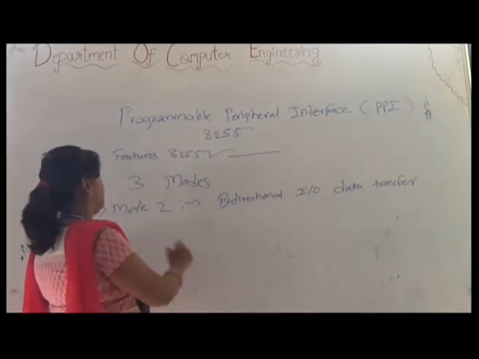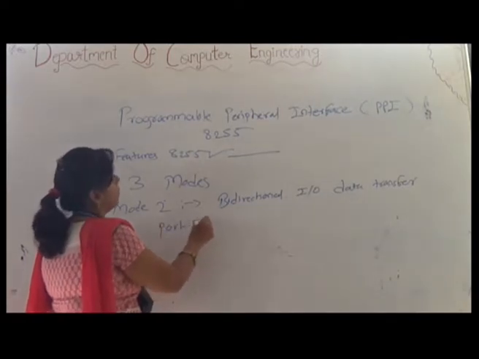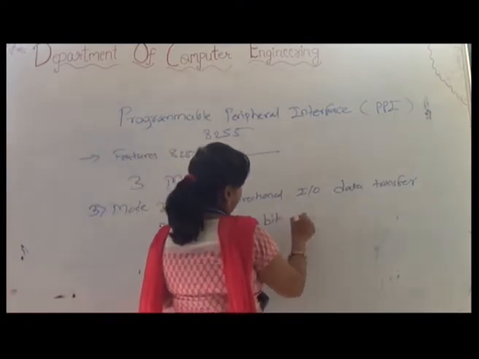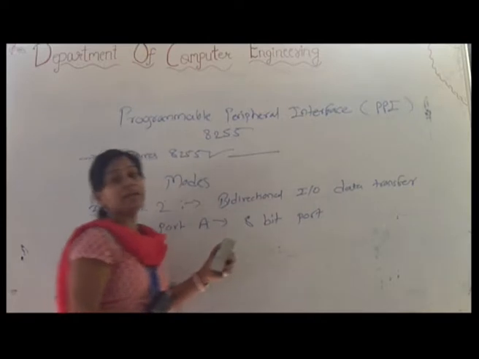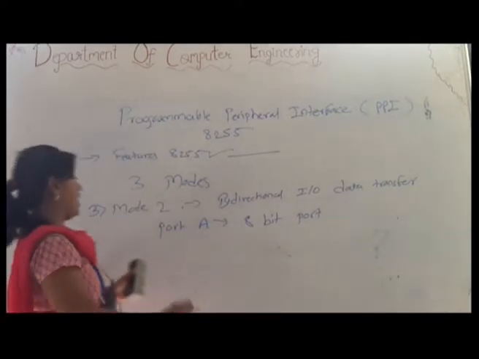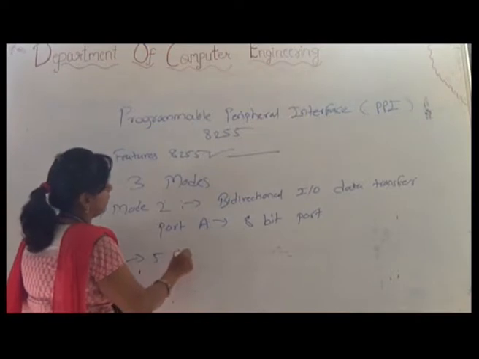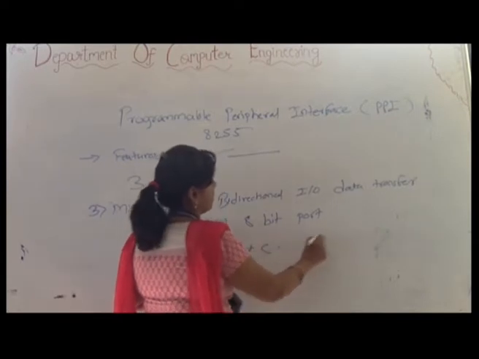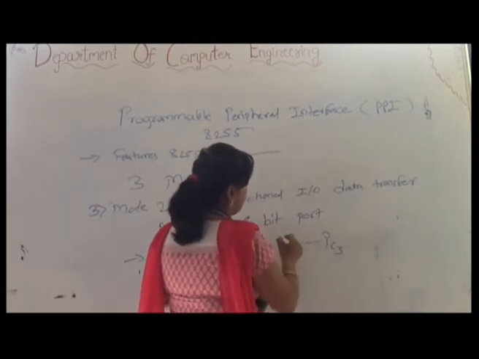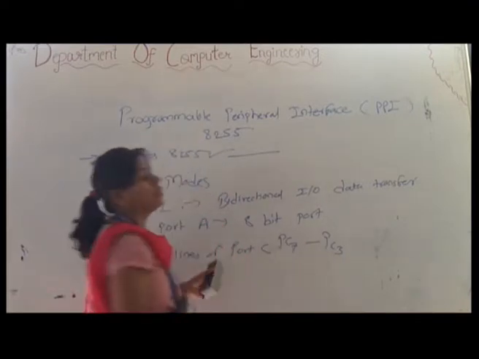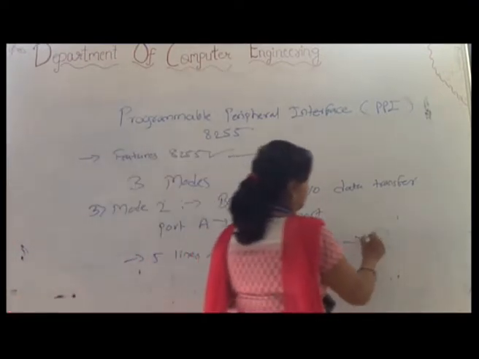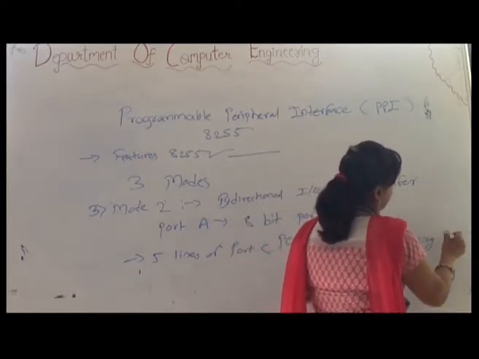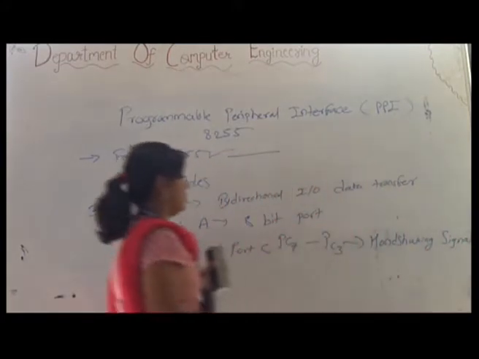Okay, so purely it contains port A. Port A means it's an 8-bit port. It contains the bidirectional 8-bit port A, as well as the 5 lines of port C from PC3 to PC7. These 5 lines of port C are for the purpose of handshaking signals.